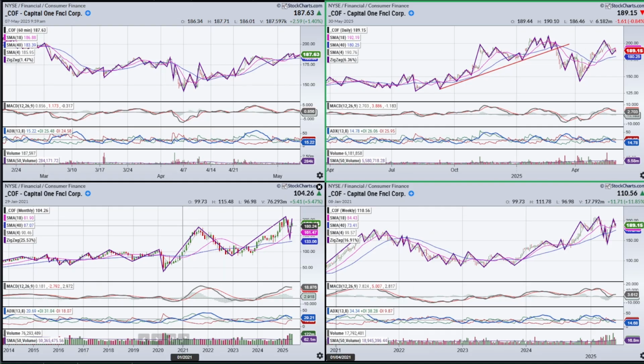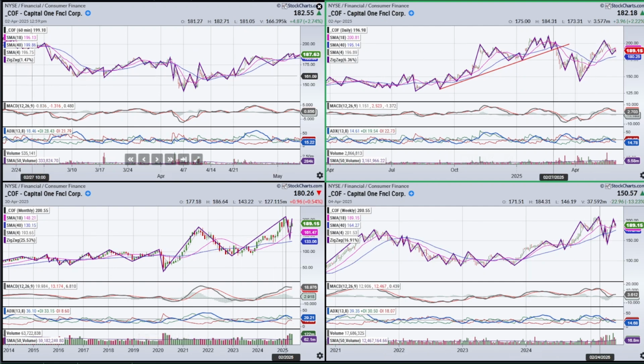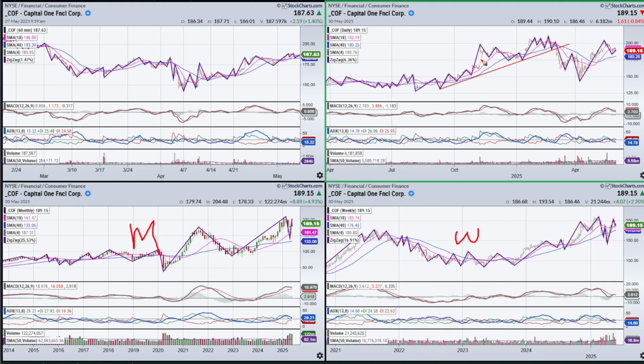Okay, so I have the chart of Capital One Financial up, and I have the same grid that I use. I have a monthly in the bottom left, a weekly in the bottom right, daily in the upper right, and an hourly in the upper left.